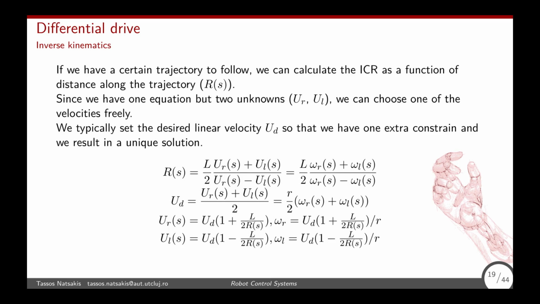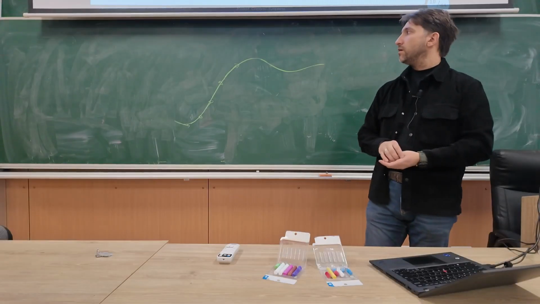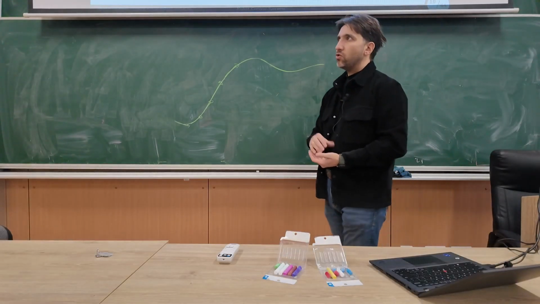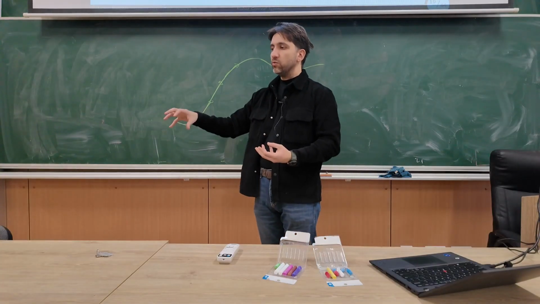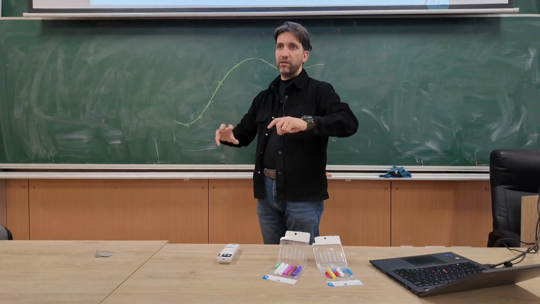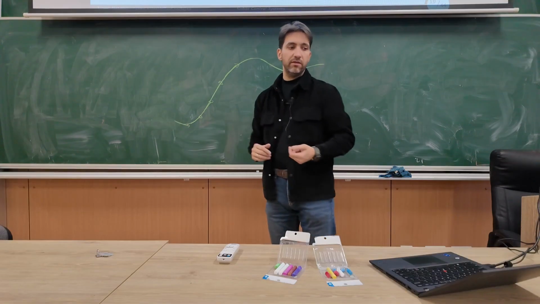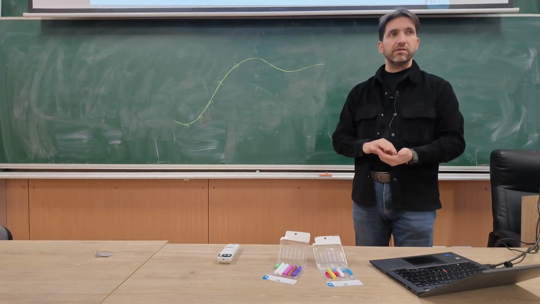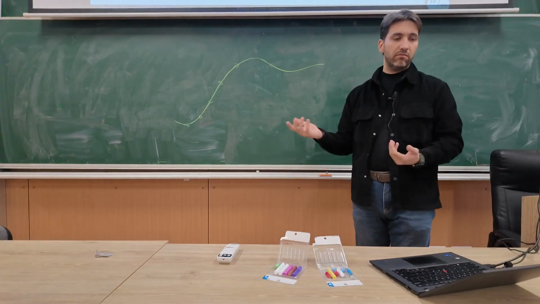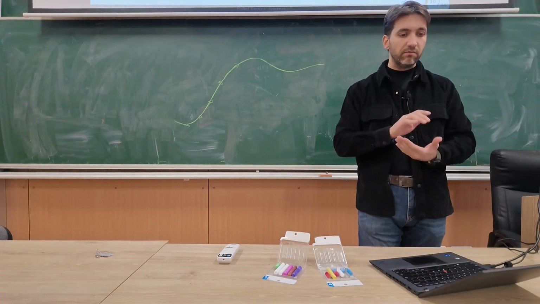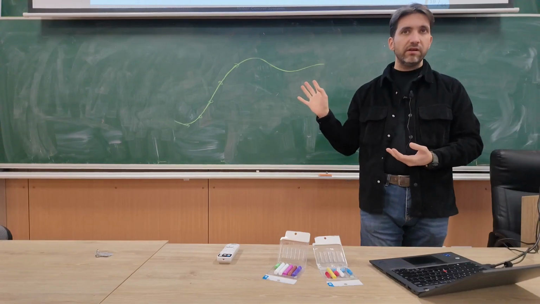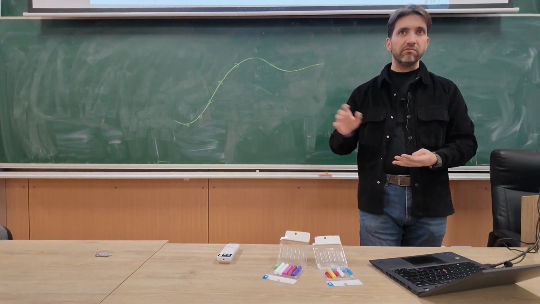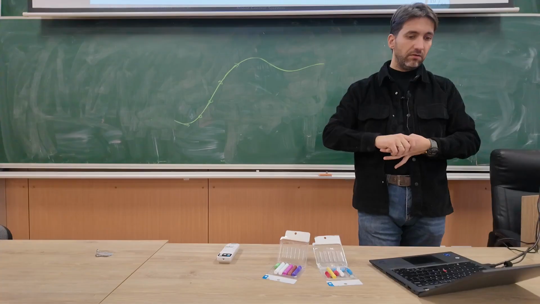Again, this assumes we have no slipping, which means I can constantly calculate where the robot will be by calculating the velocities of the wheels or how much they rotated. We'll see a little bit what we can do if we have slipping later on. Everything clear here? Differential drive? Great.